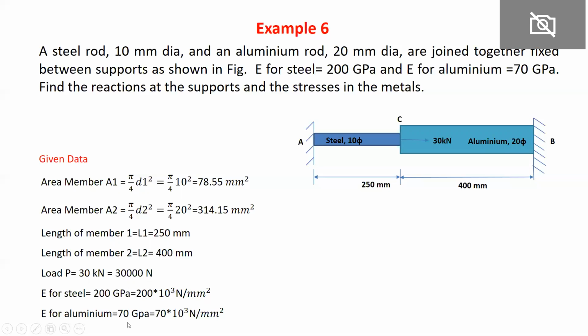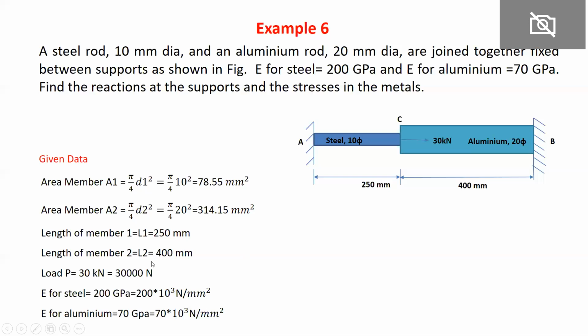For aluminum, 70 GPa is 70 into 10 raised to 3 Newton per mm square. Or you can simply write 1 Newton per mm square is equal to 1 MPa, so you can write this in terms of MPa also. It is better for understanding to always write in the same units. So I have converted all the given data into single units, that is Newton and mm.